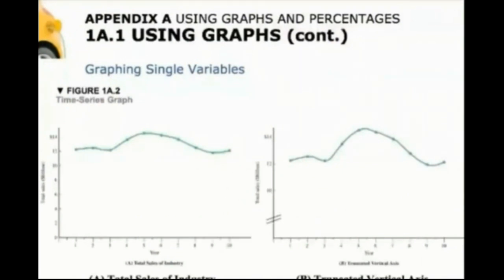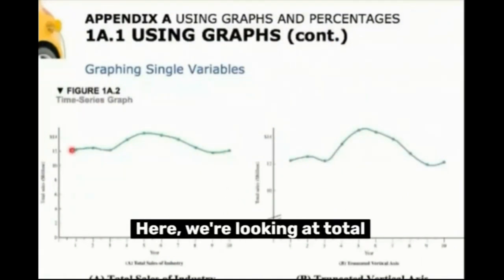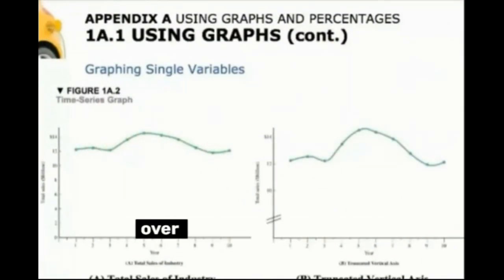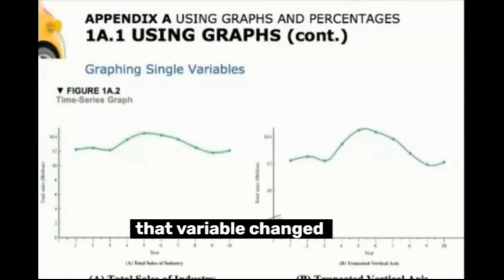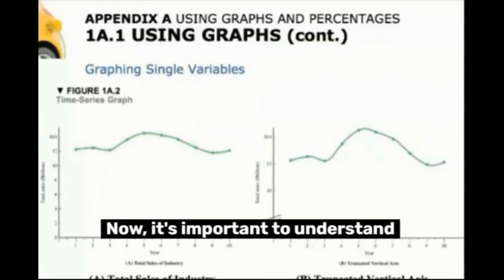Another way of looking at a single variable is a time series graph. Here we're looking at total industry sales of some industry over time, and we can look at time on the horizontal axis, and we can see how that variable changed over time by looking at the time series graph.